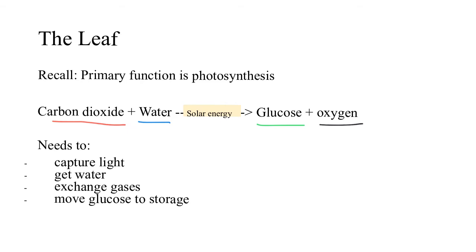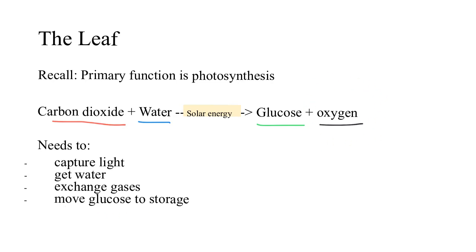And so what that means is plants need to be able to capture light. So they need that solar energy, which means they need to be exposed to light. They also need to be able to get water. So whether that's from the environment or from the root system, they need to be getting their water from somewhere. They also need to exchange gases. This carbon dioxide is coming from the atmosphere, and that means they need to take it in, and they also need to be releasing oxygen.